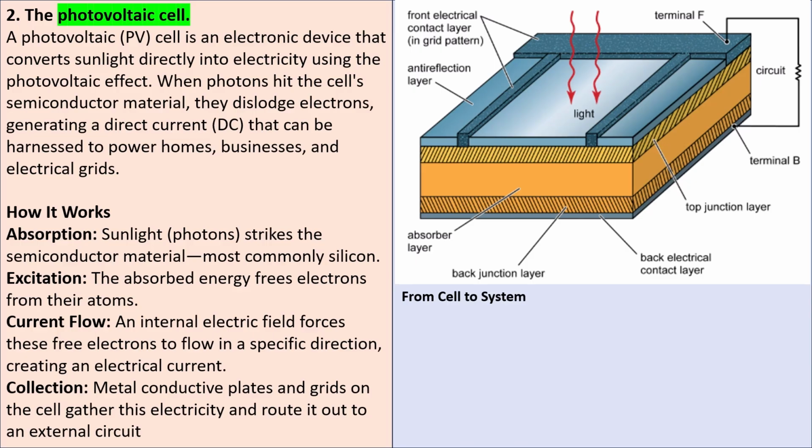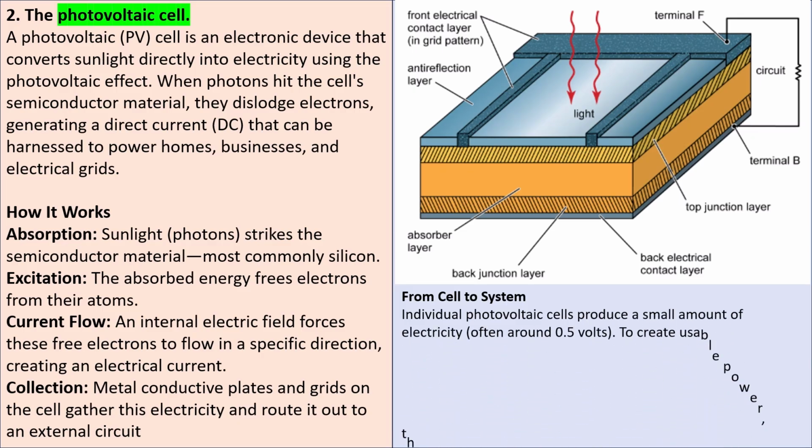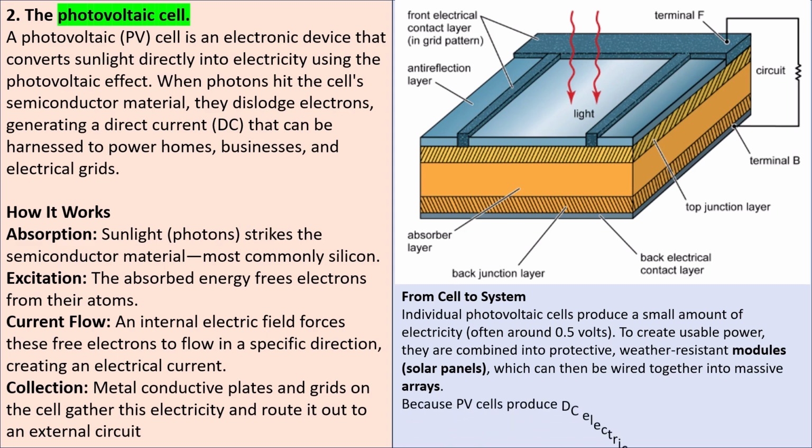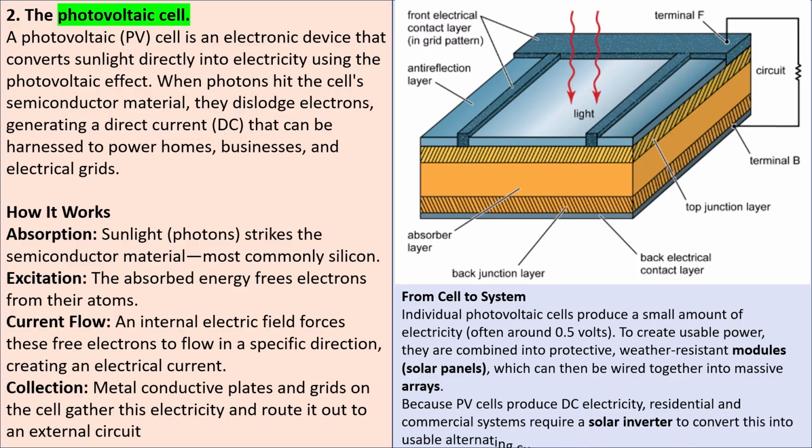From cell to system. Individual photovoltaic cells produce a small amount of electricity, often around 0.5 volts. To create usable power, they are combined into protective weather-resistant modules, solar panels, which can then be wired together into massive arrays. Because PV cells produce DC electricity, residential and commercial systems require a solar inverter to convert this into usable alternating current, AC, power.